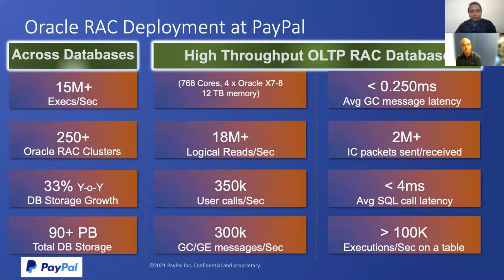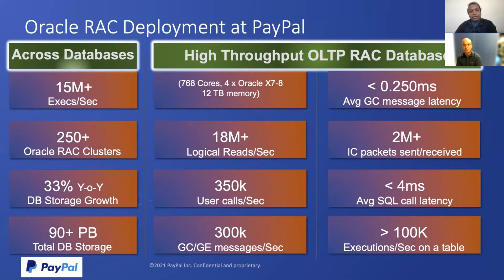Yeah, so we have Oracle RAC databases. That is the center of our architecture. You can see some of these numbers. This is one of the busiest systems on the right side, and across the databases, what we see is on the left side. These are phenomenal numbers, as you can see. Overall, we are seeing 15 million executions per second today, and the growth is always there. We are growing 33% year over year on the database storage side. We are almost looking at 90 plus petabytes of total database storage today.